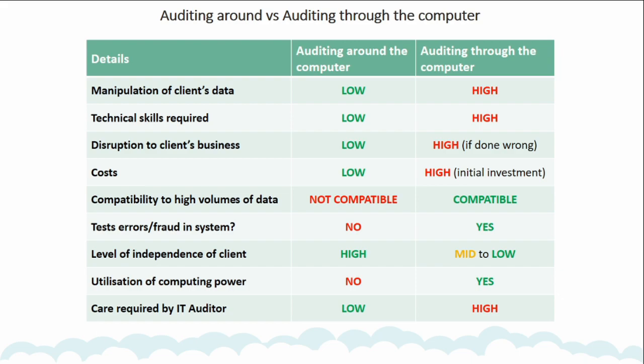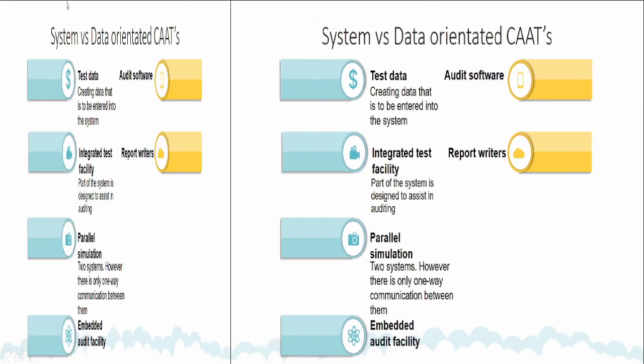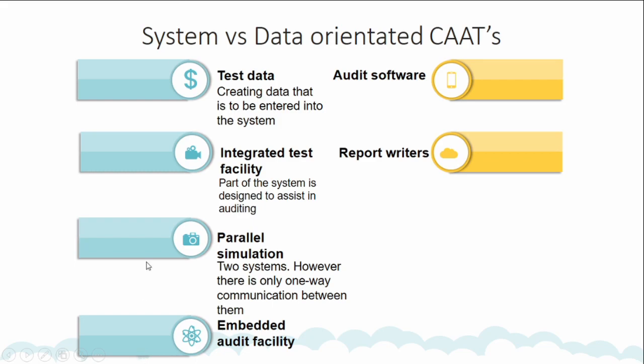Now let's move on specifically to the different types of CATs. So first we dealt with different ways of using CATs. Now we are dealing with different types of CATs. On the left side of your screen in blue, you are going to find all the system-oriented CATs. These are CATs that are used to audit the system. These are CATs generally used when we are dealing with auditing through the computer.